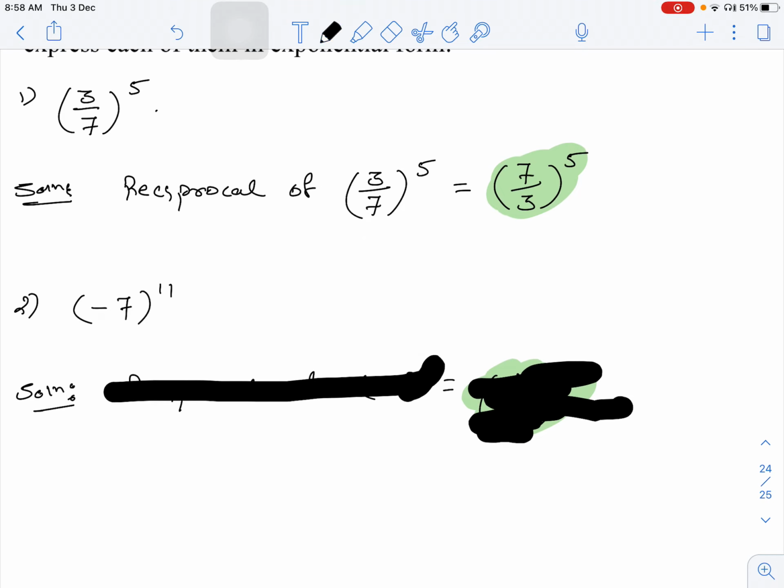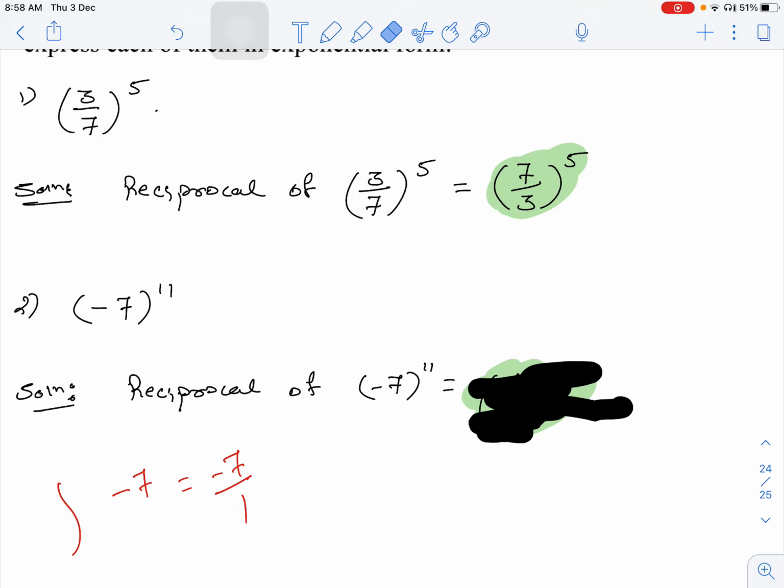Now remember that if a number is simply minus 7, I'm writing it here, minus 7 can be written as minus 7 upon 1. So the reciprocal of (-7)^11 will be, now minus 7 can be written as minus 7 upon 1, so its reciprocal will be 1 upon (-7)^11. Okay, so hope you all must have understood up till here. So this much is enough for today. Thank you. Have a nice day.